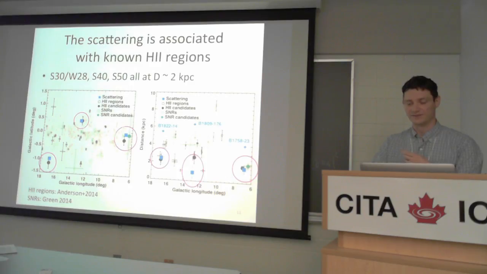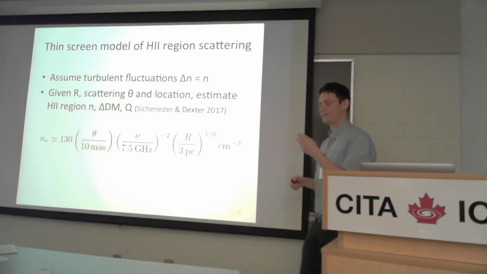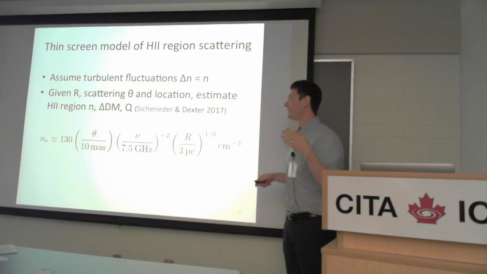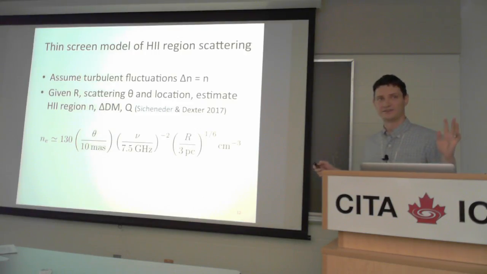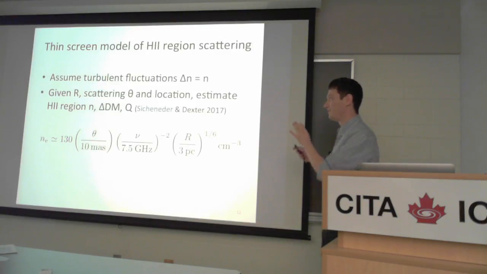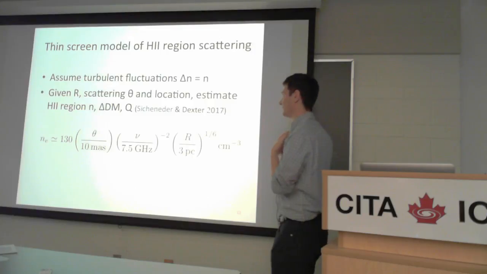So you can then try to estimate what NE you need. So we did this from the point of view of the strength of the scattering that we see. You can just take a very simple model of turbulent interstellar scattering, say that the fluctuations are maximal, delta n is equal to n. Just for simplicity, if you change this again, it'll make the problem I'm about to talk about worse.